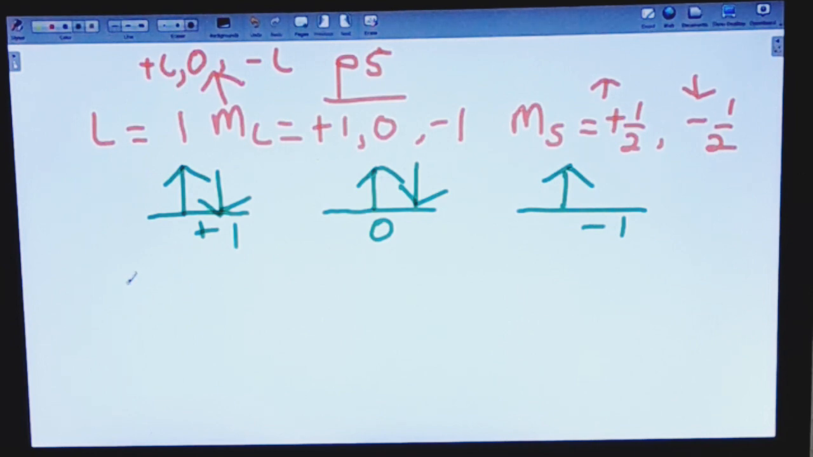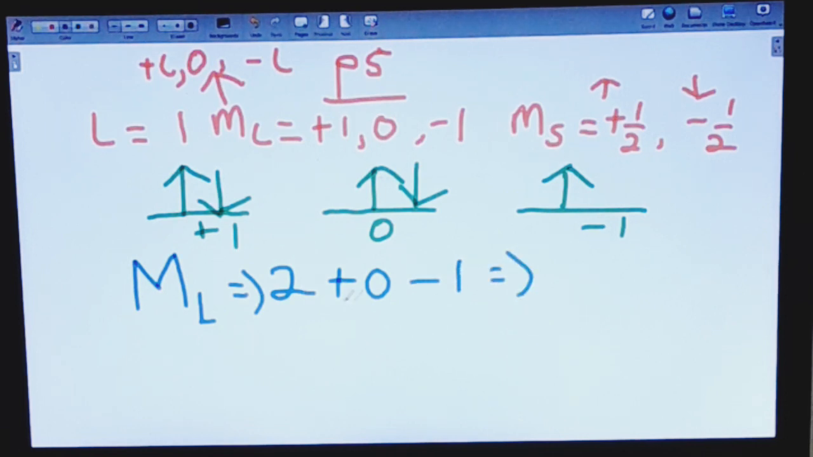The next thing is to calculate the total orbital angular momentum represented by ML. The total orbital angular momentum is the sum of the magnetic quantum number of the orbitals that contain an electron. Considering the first orbital, it has 2 electrons. Since the magnetic quantum number is +1, taking into consideration the 2 electrons, it becomes 2. This is 0. Here we have only 1 electron. The magnetic quantum number is -1. So 2 minus 1, we have 1.